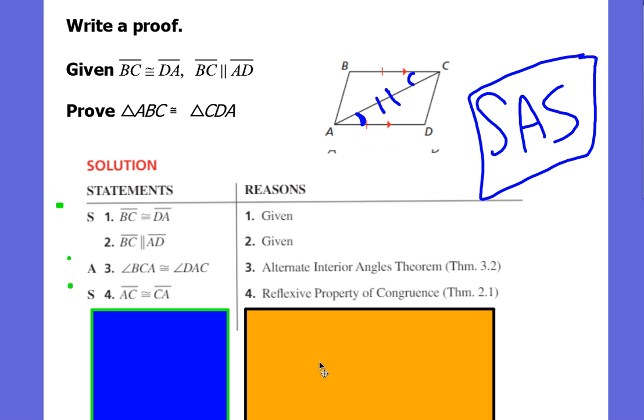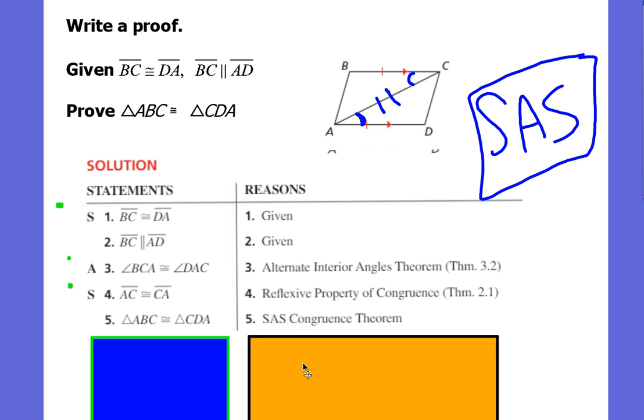Reflexive property, so now what did we show? Side, angle, side. That's enough information to prove that these two triangles are congruent. So how do we close it up? Well, what did we use? We used the side, angle, side congruency theorem.